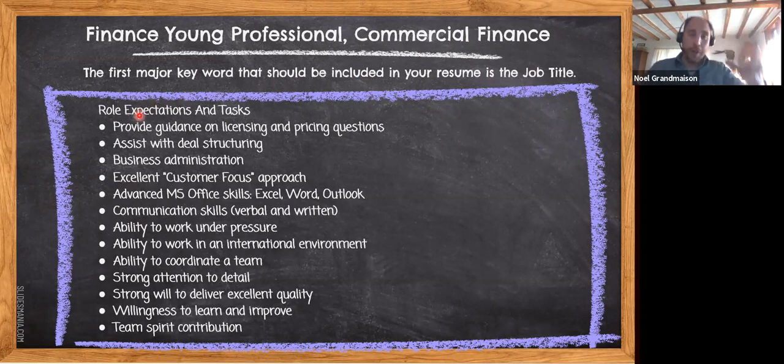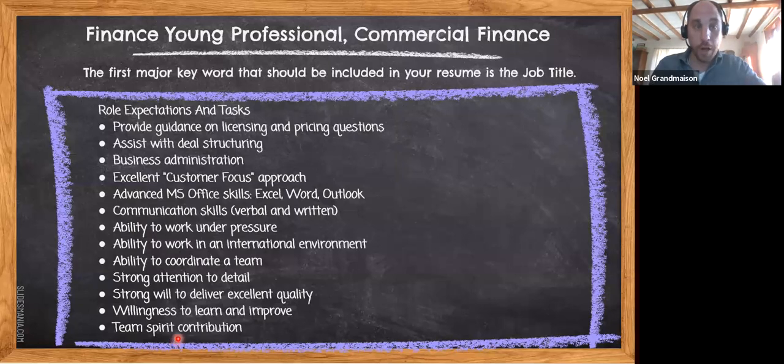Right? And then you want to look at the description, and look for sentences like this, like roles, expectations or tasks, responsibilities, right? And then generally they're verbs. Provide, assist, right? Ability to work, attention to detail, willingness to learn, right? And so oftentimes you'll get a few. Some job descriptions don't have many.